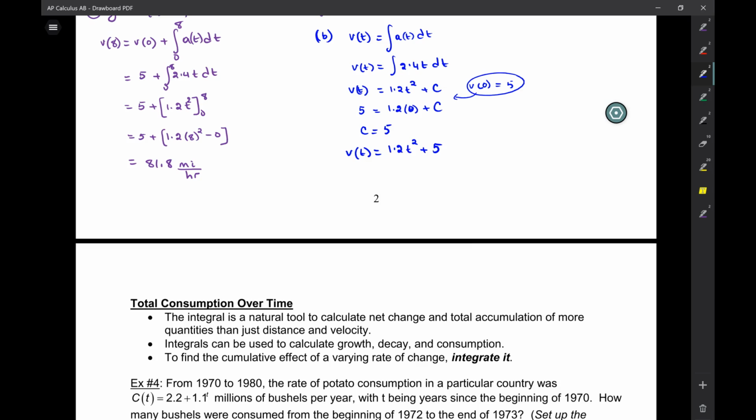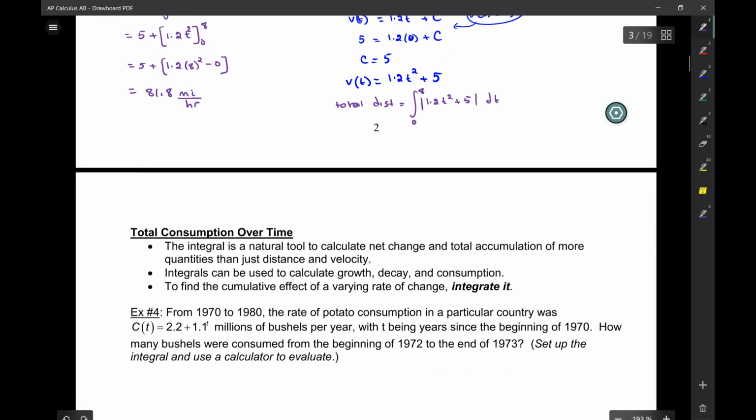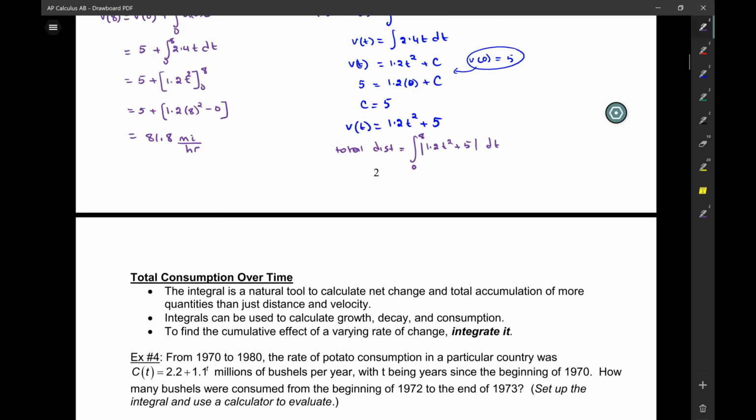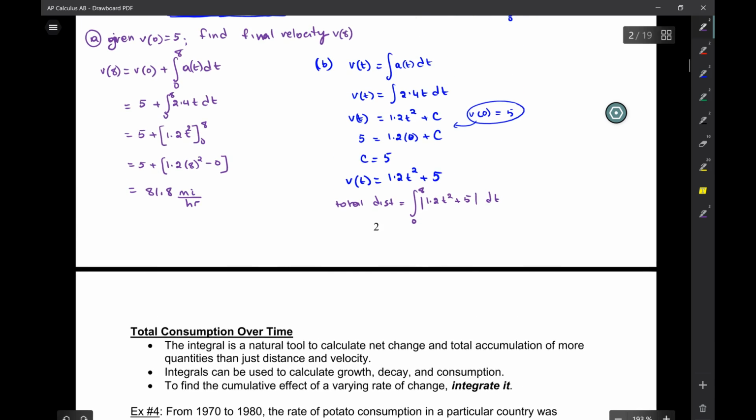How awesome is that? That's the expression for the velocity, given the acceleration. Now, if I need to find total distance, that's going to be the integral of the absolute value of 1.2t squared plus 5 dt, now from 0 to 8. This we can do with the calculator. What does that give you?